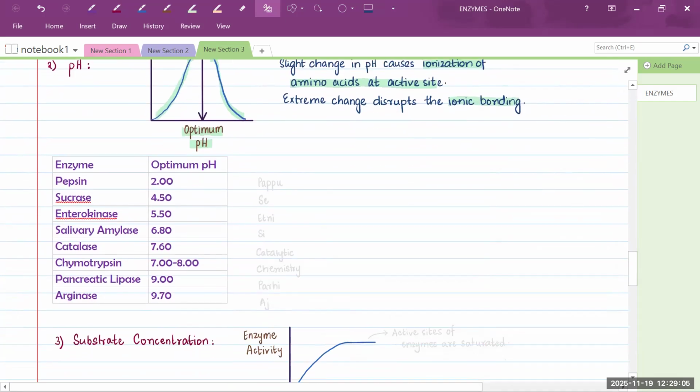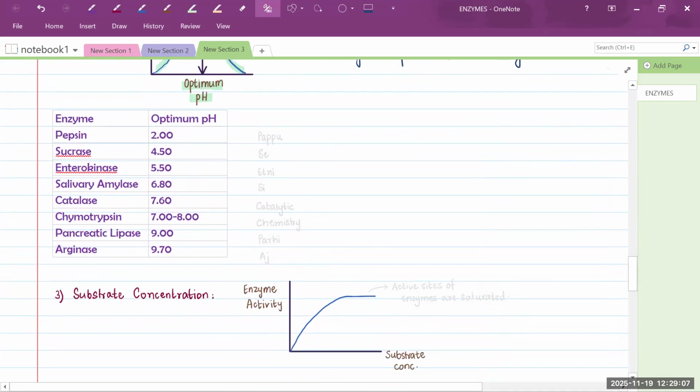Also there's this table in all the books, which is very important. It is of enzyme against optimum pH. You have to remember these enzymes and the optimum pH. Either you can remember this entire table, or you can just look through it twice or thrice and then attempt the MCQs. Some people also remember the values by attempting the MCQs rather than memorizing the whole table.